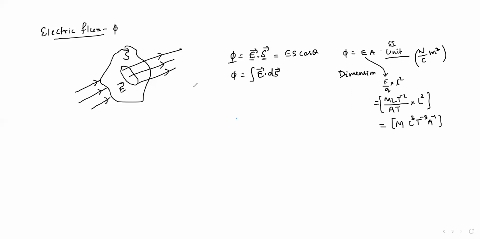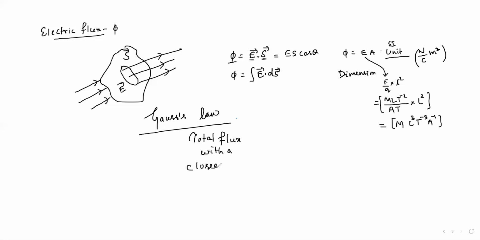Flux is a scalar quantity, and now Gauss law, introducing Gauss law to the flux concept. Gauss law says the total flux linked with a closed surface. This is important, with a closed surface, will be equal to 1 by epsilon naught times the total charge enclosed within the surface. So phi equals q by epsilon naught.